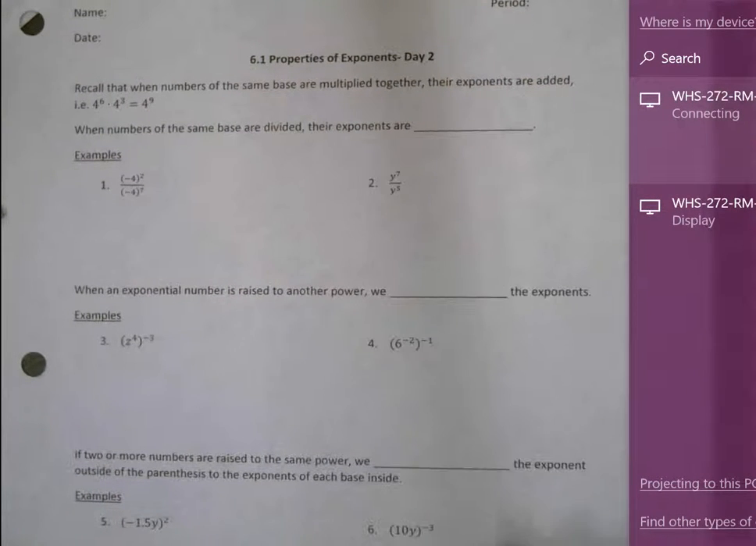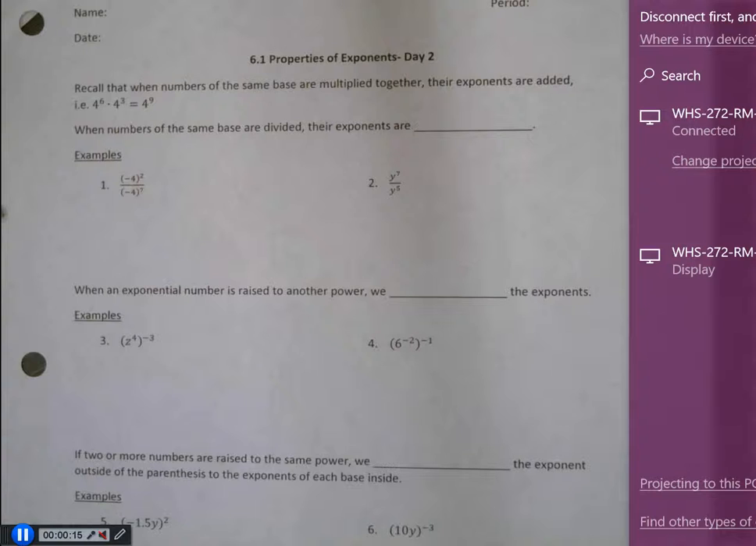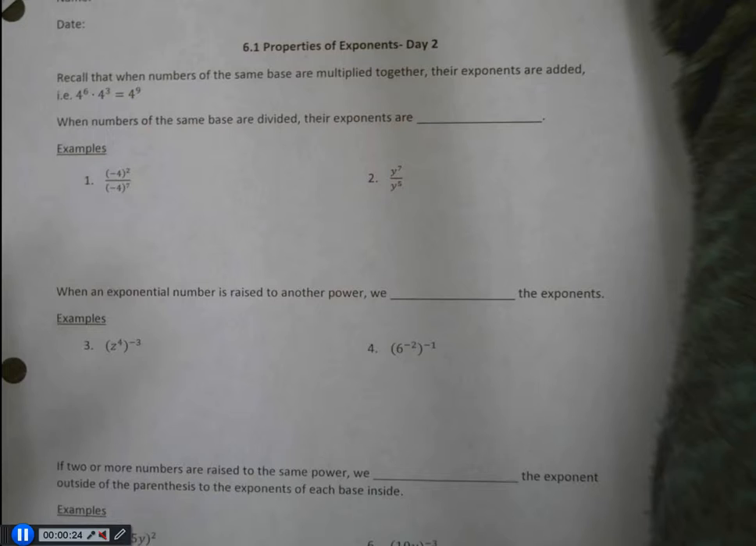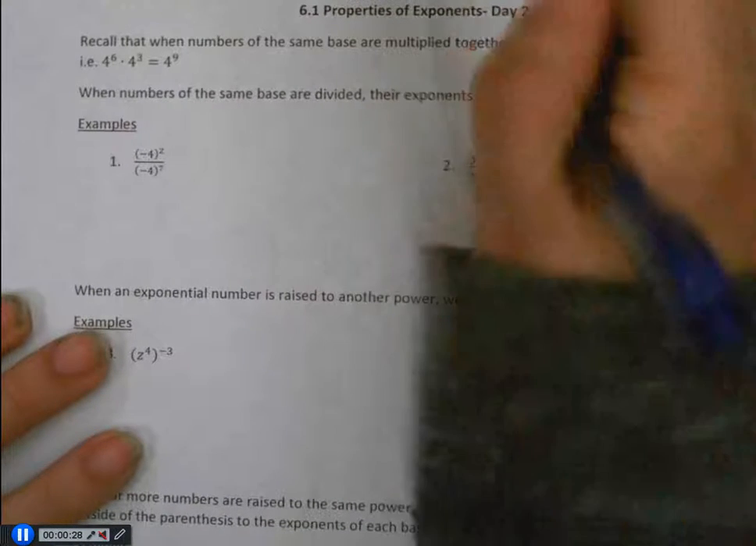Okay, so remember when we were multiplying numbers with the same base, we added their exponents? Today, we're talking about when we're dividing numbers with the same base, we subtract their exponents. So if I take a look at number 1, notice how they, oh, I should probably fill in the blank. Subtracted.